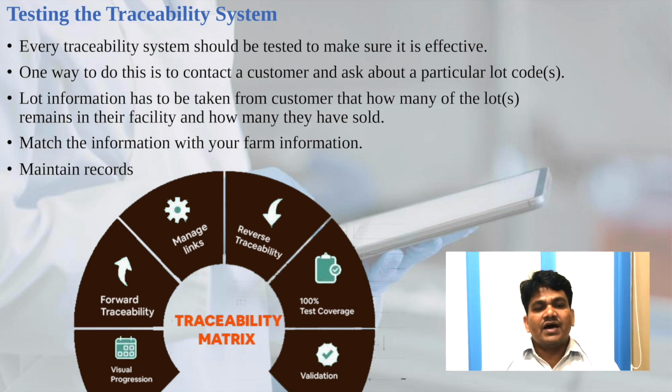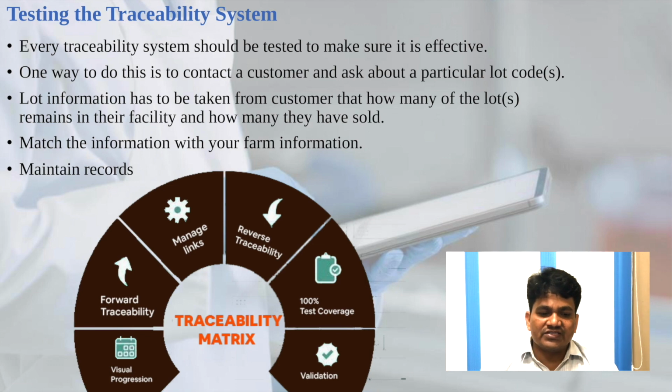Lot information has to be taken from the customer: how many of the lot remain in their facility and how many they have sold. All this information can be found out, and thereafter it can be matched with our information in order to know the actual information about the product. Match the information with your farm information and maintain the records.